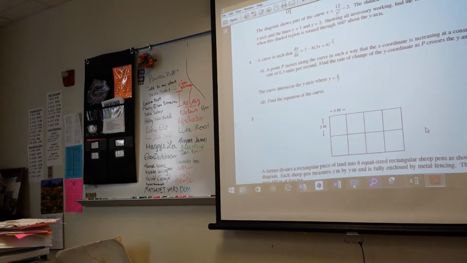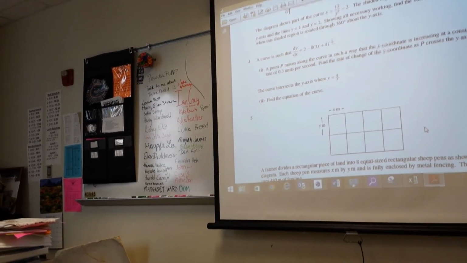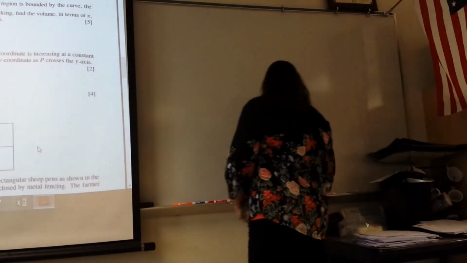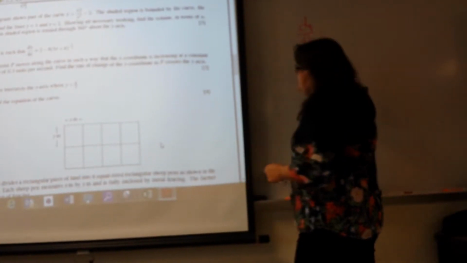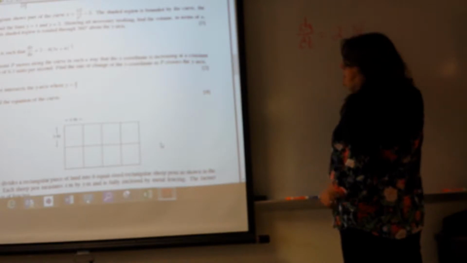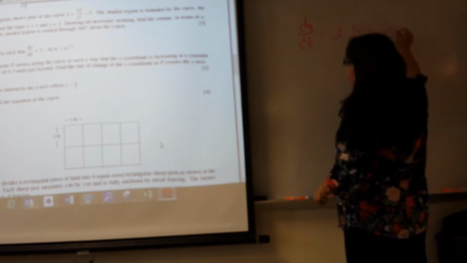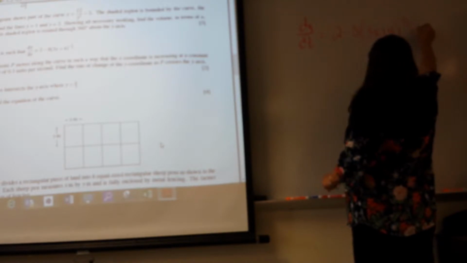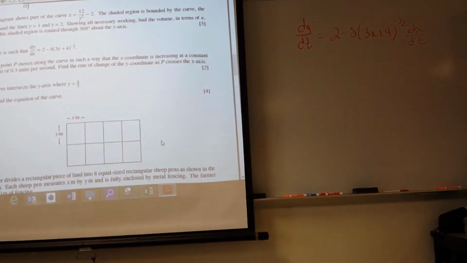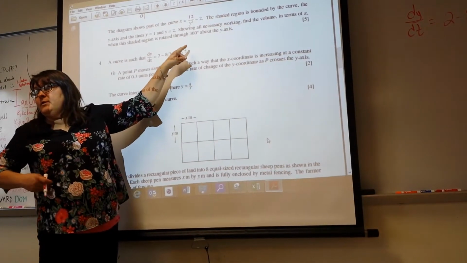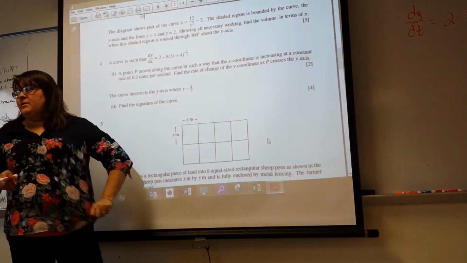Because this is what we call a related rates problem, because it's something that's changing. Rather than dy over dx equals, I'm going to say it's dy over dt is equal to 2 minus 8 times 3x plus 4 to the negative 1/2 dx over dt. So what did I do? I just took the dx and multiplied it over and said it's done with respect to time. So I put a dt under each of them.